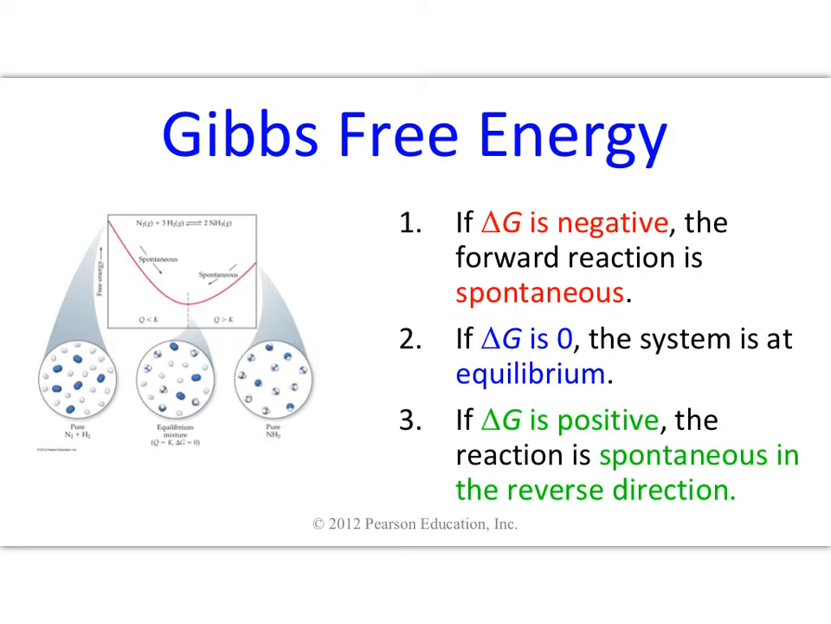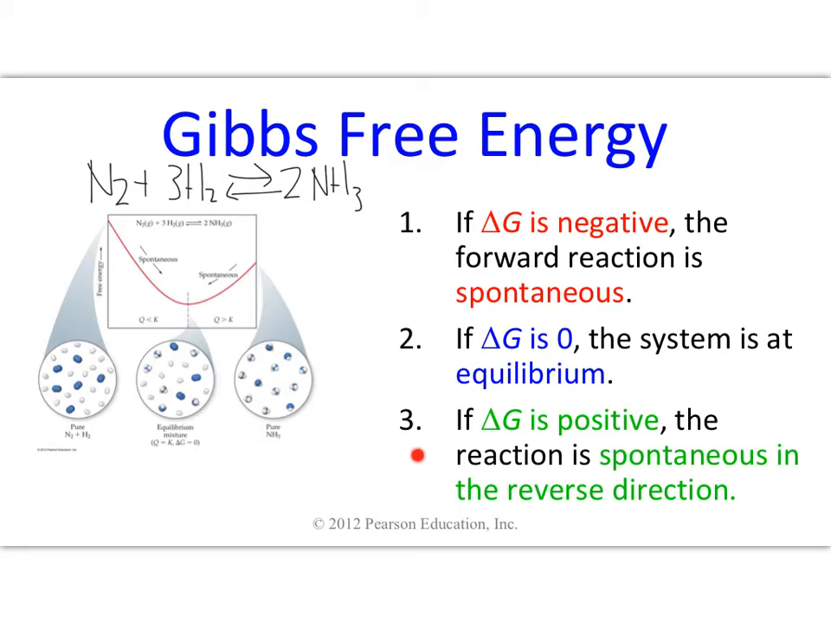So to sum it up, if delta G is negative, the reaction is spontaneous in the forward direction. So I know it's small, so I'm going to write it a little bigger here, but we have a reaction here between nitrogen and hydrogen to make ammonia. And this is a reversible reaction, so it can go in the forward and reverse direction. And as written, if delta G is negative, that means that taking nitrogen and hydrogen to make ammonia is spontaneous.